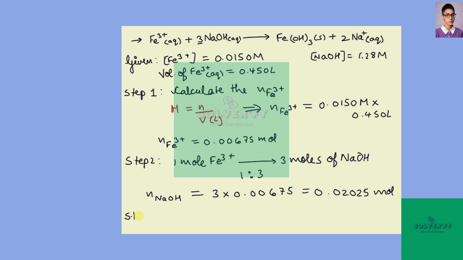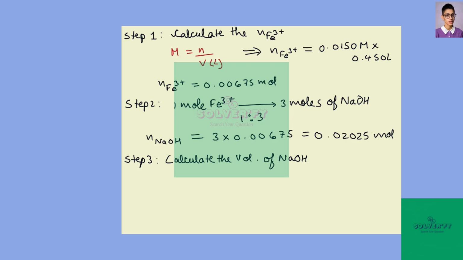Now in step 3, we'll calculate the volume of NaOH required in the equation. So we'll be using the formula of the molarity denoted by the capital M, which is equal to the number of moles divided by the volume of the NaOH in liters. So we need to calculate the volume. So by using this, we can calculate the volume in liters of the NaOH.